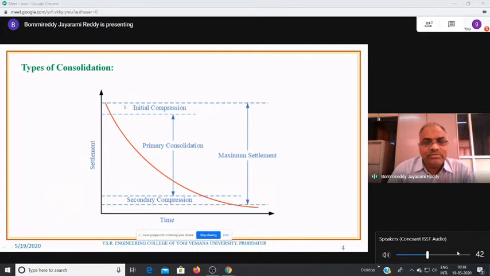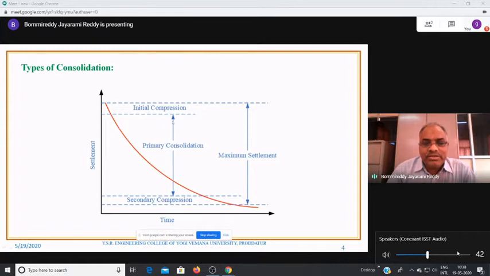surface of the soil will be leveled, so the initial compression is the settlement due to initial problems. That means the soil changing from unevenness to evenness, or a small amount of air pockets present at the top will be removed by means of the initially applied load, and that compression is called the initial compression or initial settlement.